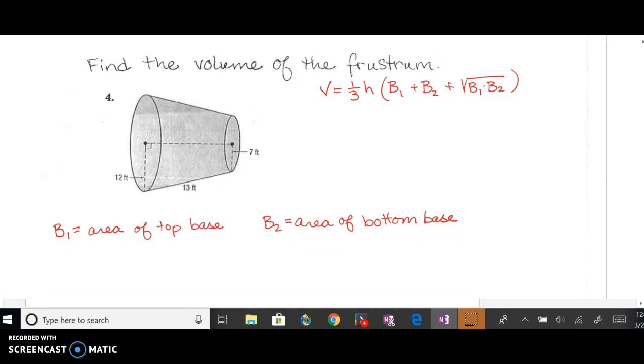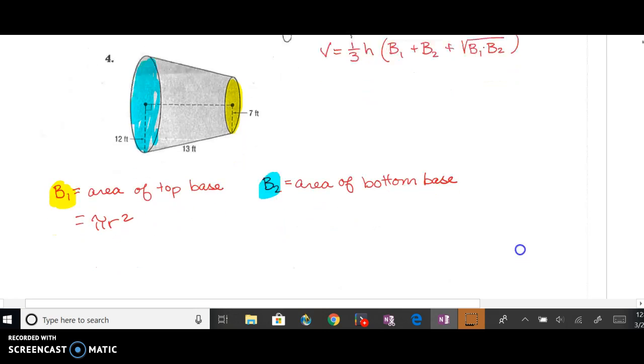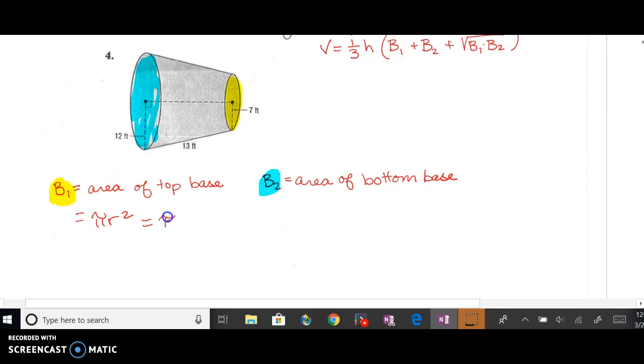Another one that seems a little bit intimidating, but it's really not that bad, is the frustum problem. So here's our formula for a frustum. We need to start with identifying our two bases. Right here I've got two circle bases, and we're going to find the area of each of those first. So area of a circle is pi r squared, so that would be pi times 7 squared for the first one, or in other words 49 pi, and I'm going to leave it like that so that I don't have to deal with all the decimals.